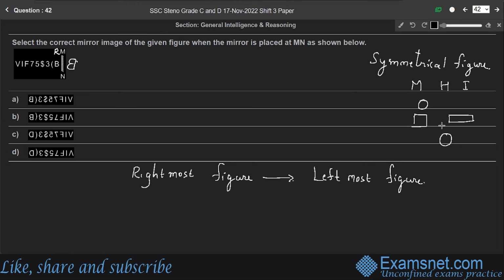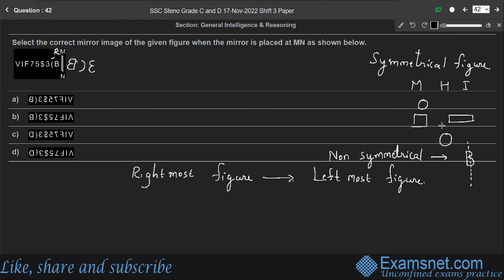So here B is a non-symmetrical figure. Non-symmetrical figures are figures like B. When a vertical line passes through the midpoint of B, it doesn't divide B into two equal parts. Therefore, its image will not be the same as the original one. So the image of B will be like this. Next we have the arc. The image of the arc will be like this. Next we have 3, again a non-symmetrical number. Its image looks like this.